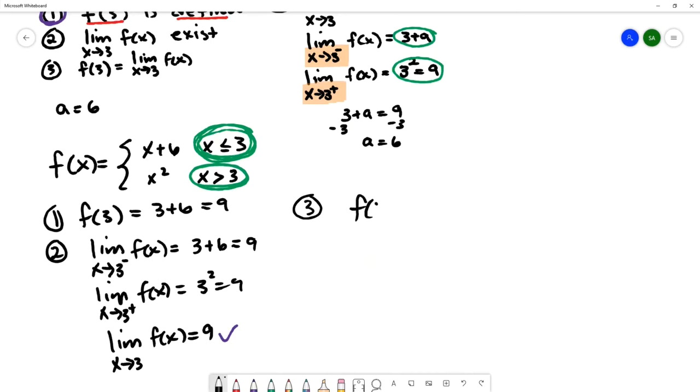So f of 3 does equal the limit as x approaches 3 of f of x. They both come out to be 9. And so that means that this function is continuous at x equals 3.